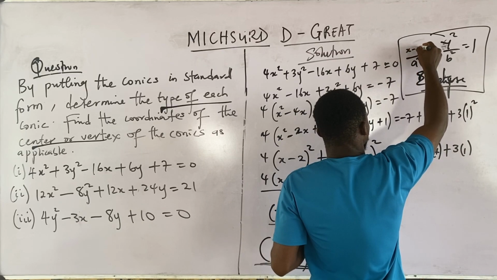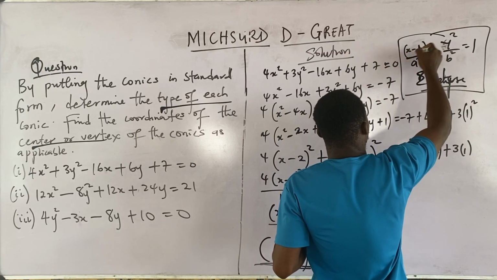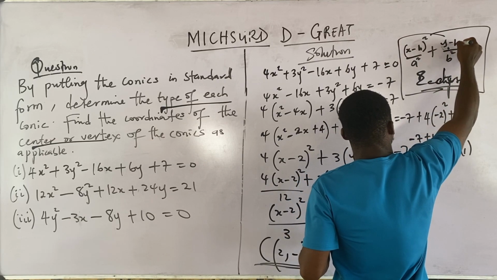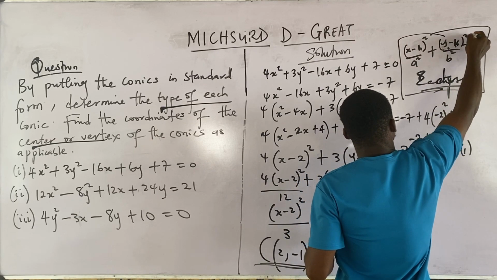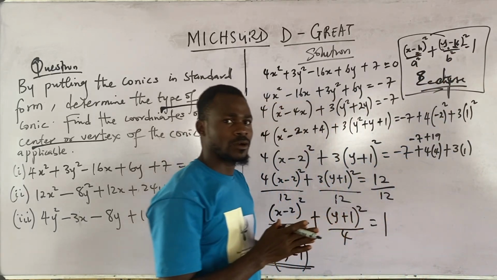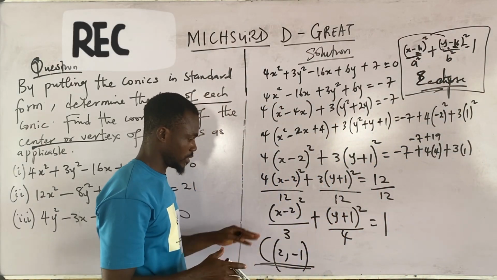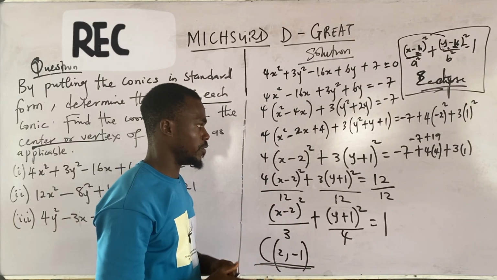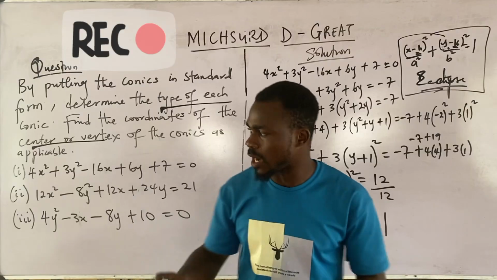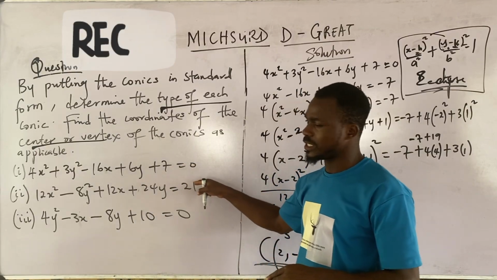x minus h all squared. And here we'll be having small y minus k all squared. So where this and this are the center of the ellipse. So this is how we solve for the center of the ellipse, and this is how we determine the form of the ellipse. So I will solve the next question, which is II.